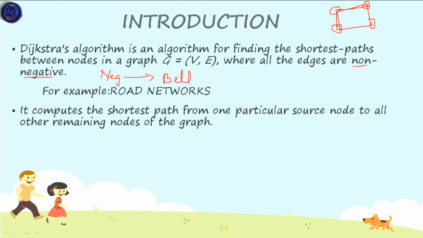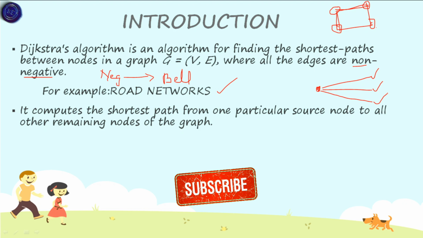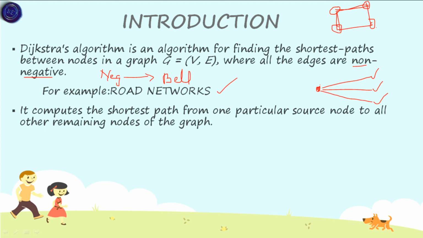For example, in real life, road networks are a best example for Dijkstra algorithm. In road networks, for example, you want to go to some temple, you want to go to hospital, you want to go to school. So you will find a shortest path to go to a temple, to go to hospital, or to go to school. So it is the best example in real life. So Dijkstra algorithm finds the shortest path from one node to the remaining nodes.